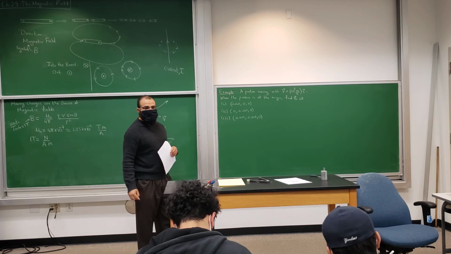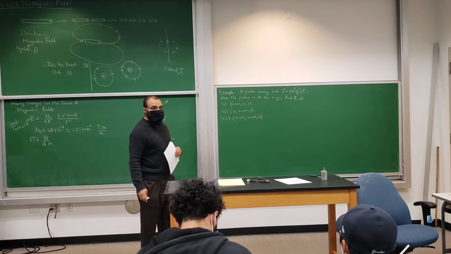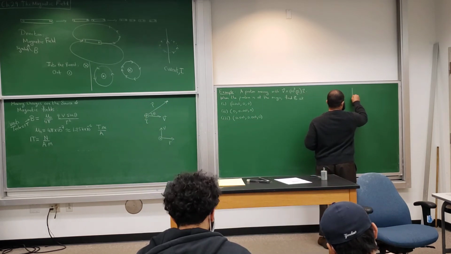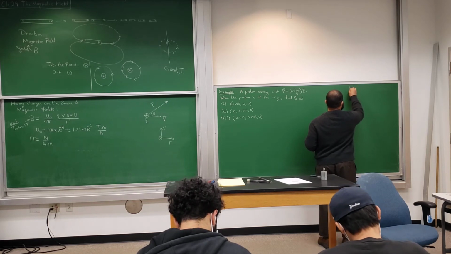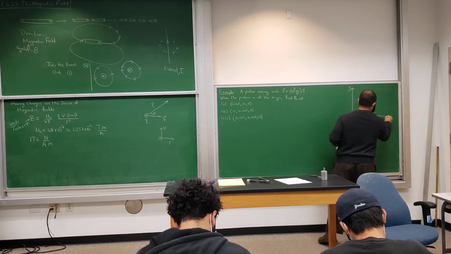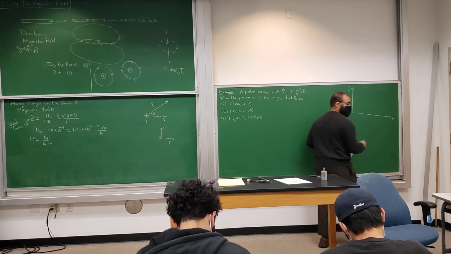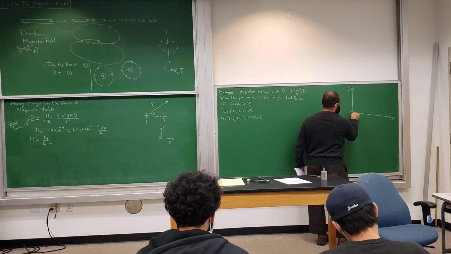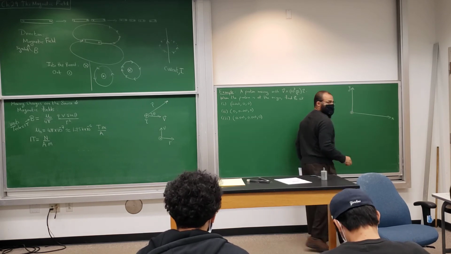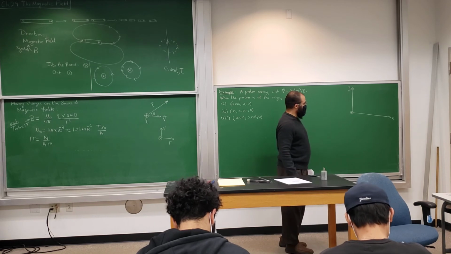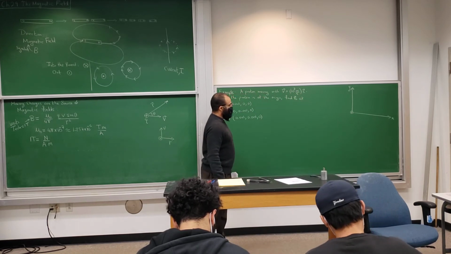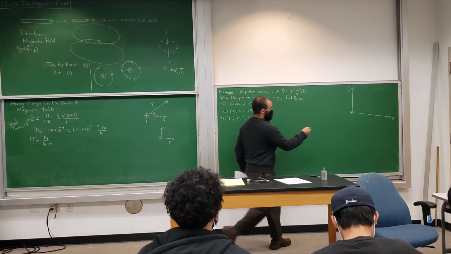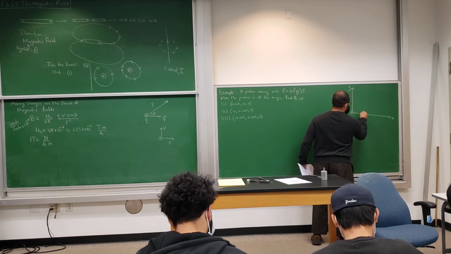So let's draw it and then we will see what we can do about it. Here is the y coordinate, here's the x coordinate. The charge, this positive charge, this proton is here. That's the proton. And it's moving in the right direction, moving this way. That's the velocity.